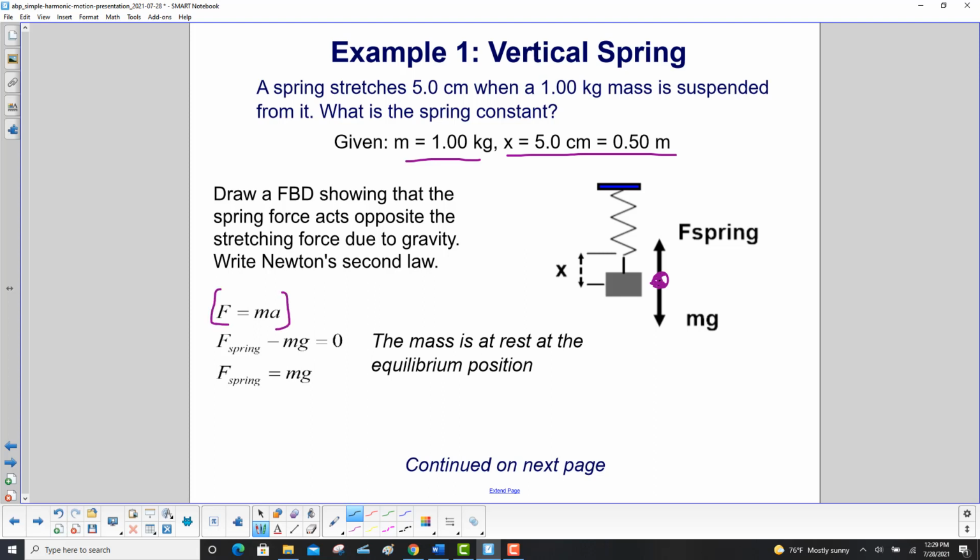And our forces are F spring, which is in the up direction. We'll take that as positive. Mg is in the down direction, so that'll be negative. And since it's not moving, it's equal to 0. So the force of the spring is mg. And we'll continue on the next page.